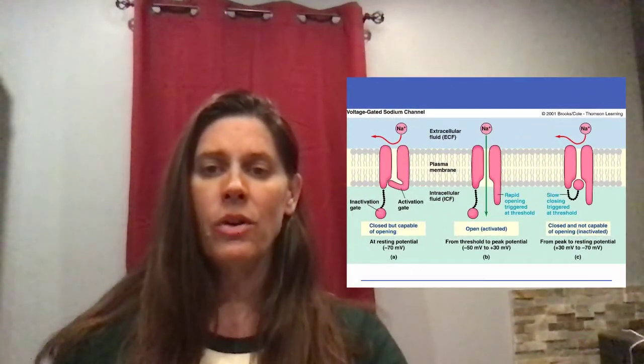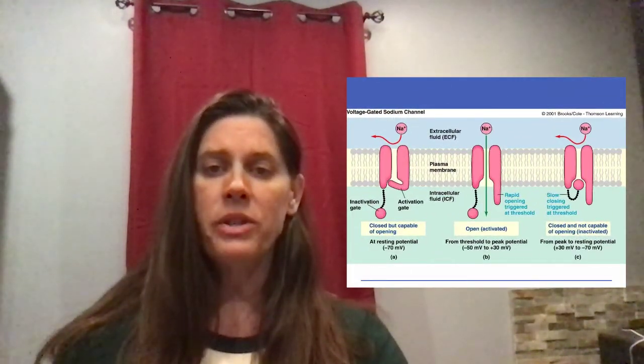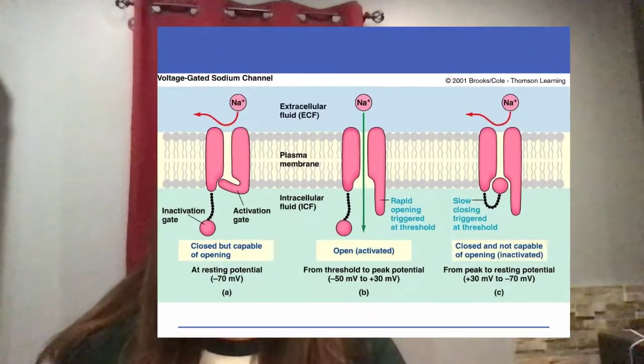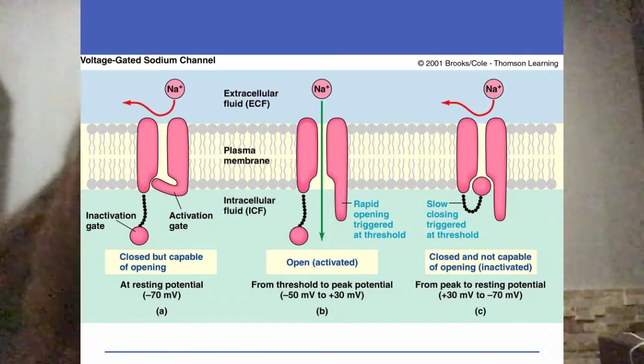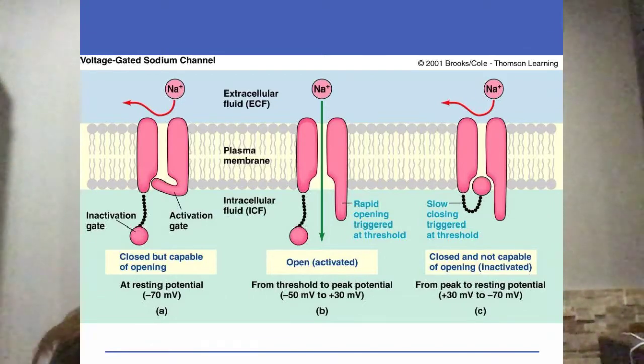All right, so let's start with voltage-gated sodium channels. Let me zoom in on this so you can see it better. So this is basically showing one voltage-gated sodium channel at different moments of time as we go across the graph here, across the picture. So the very first voltage-gated sodium channel that you see is the voltage-gated channel when it's closed, okay?